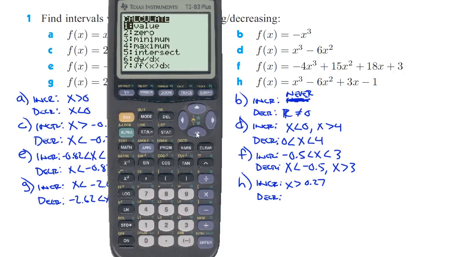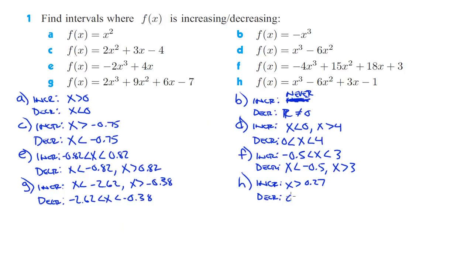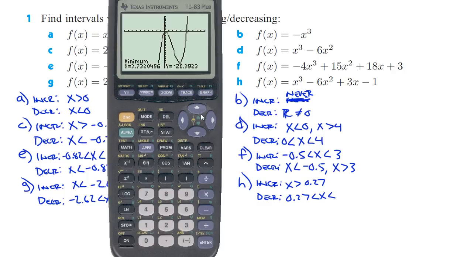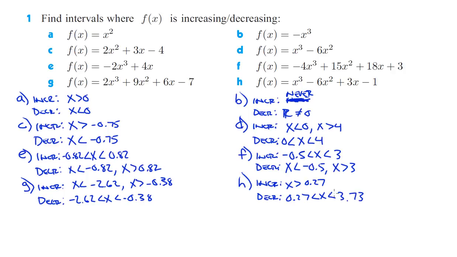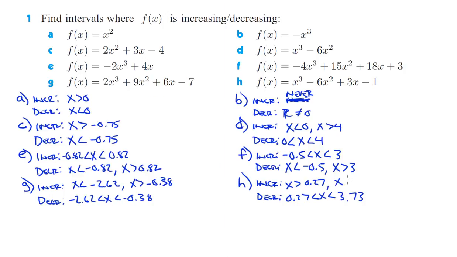All right, and then it's then decreasing from 0.27 to whatever that minimum is. Let's figure out what that minimum is. Okay. Oops, we want to go this way. Looking at the minimum. Okay, it's past the minimum. So we can figure out what that one is. And that's 3.73. So it is decreasing when x is greater than 0.27, but then when x is less than, what was our value? 3.73. Okay. And then the last part here is increasing after that 3.73. So when x is greater than 3.73, then it's back to increasing.